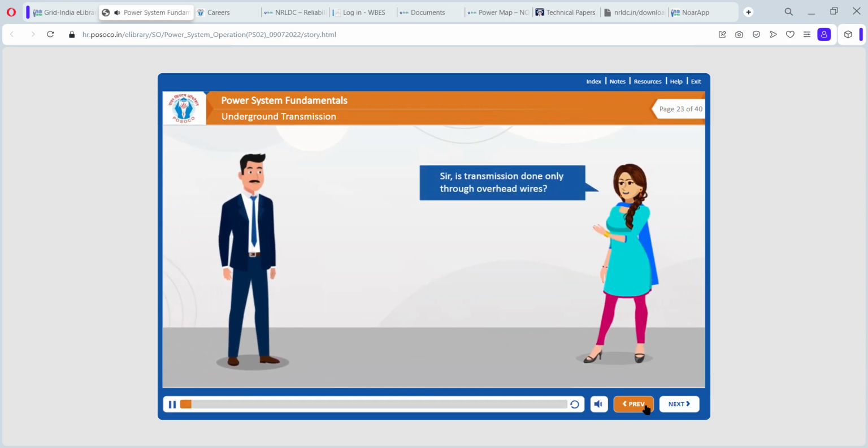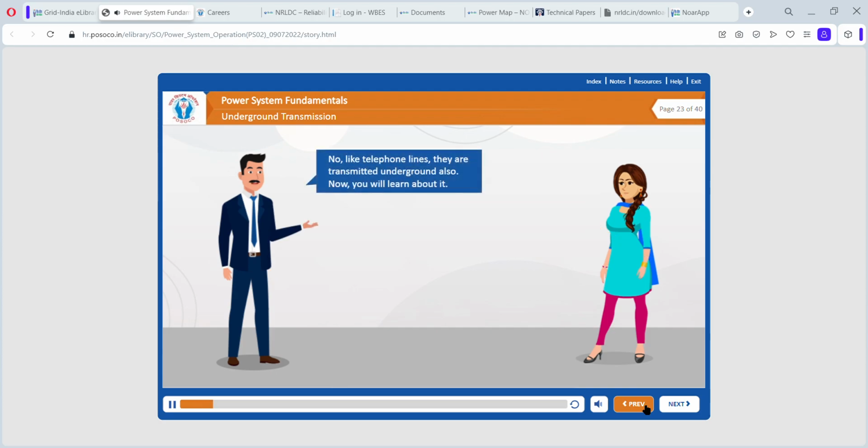Sir, is transmission done only through overhead wires? No, like telephone lines, they are transmitted underground also. Now, you will learn about it.